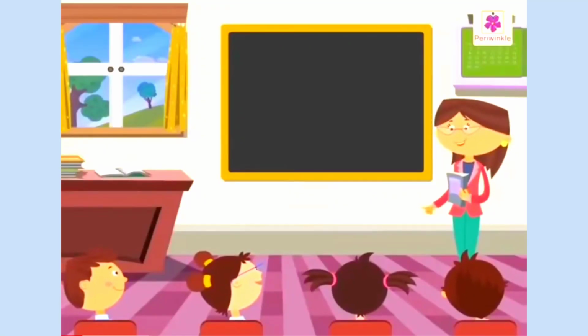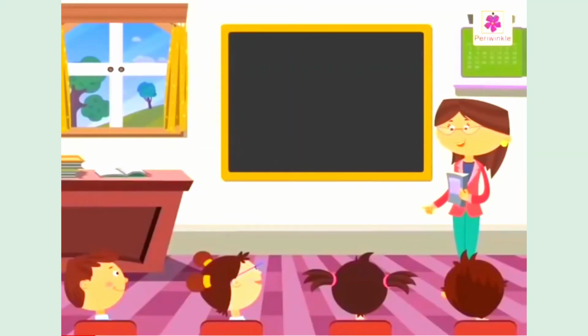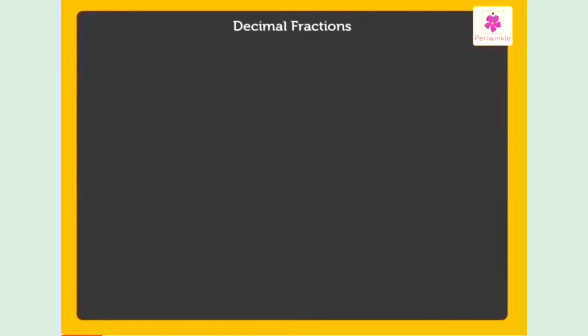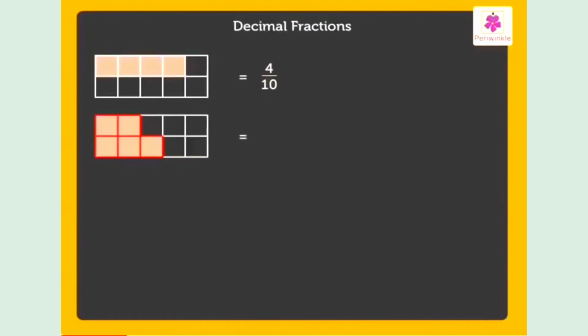Hello children. Today let me introduce you all to a new term called decimals. Let's start. We have already studied about fractions. Now let us look at some interesting fractions. Here 4 parts out of 10 are colored. That means the shaded region represents 4/10, written as 4 upon 10. If 5 squares are shaded, it represents 5/10. That is, 5 parts out of 10 are colored and is written as 5 upon 10.